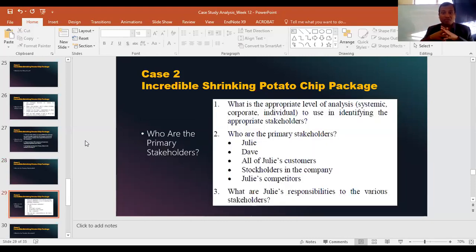So we have a list of the primary stakeholders: Julie, Dave, all the customers, and stakeholders in the company. Stockholders, I mean the shareholders, the owners of the company, yes. Even the competitors, because there is a lot of discussion about the competition. Competitors are also doing so. The competitors are stakeholders, not direct, but indirect.